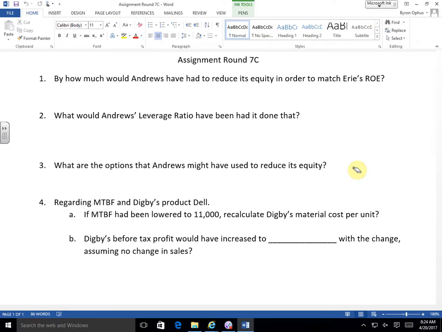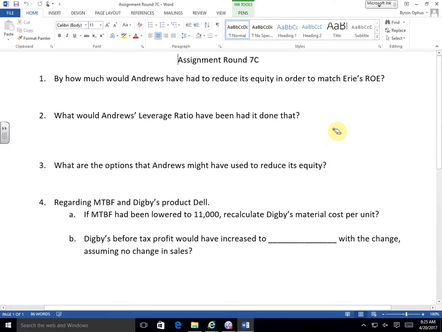So this regards Digby's product Dell, so I think that's their low-end product. And their MTBF was at 14,000, so if it went to 11,000, what would be their material cost per unit? And then what would its before tax profit have changed to? All else being equal, right? If sales had changed and nothing else really changed, what would be the effect on before tax profit?